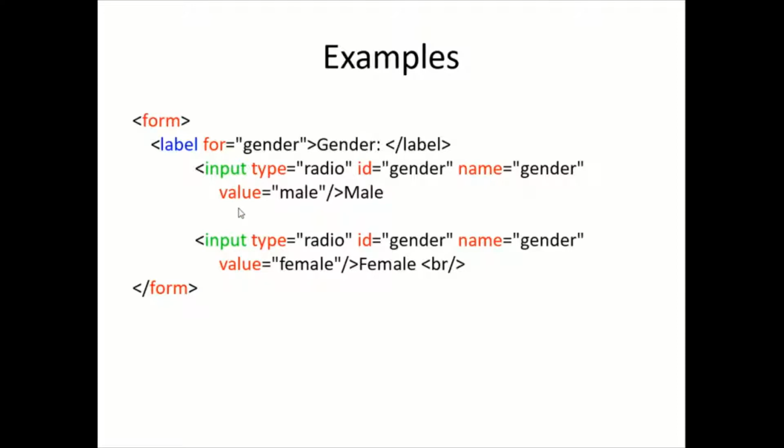I'm just changing the value for this radio button. Both radio buttons have the same attributes, but I'm just changing the value for both. For the first, the value is male, and for the second radio button, the value is female. We'll see all these things in the text editor so that we can have a clear picture of it.